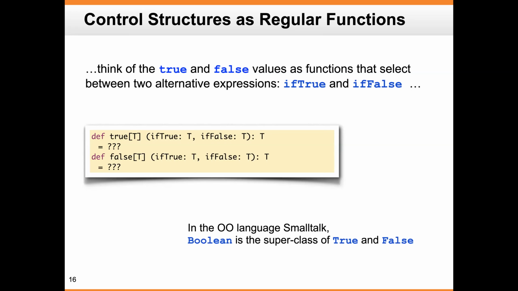Both are parameterized by the type T, which is the type of both if true and if false expressions that are passed as parameters to true and false function. And each of these two functions return a value of type T because they select between executing the if true or the if false parameter expression.